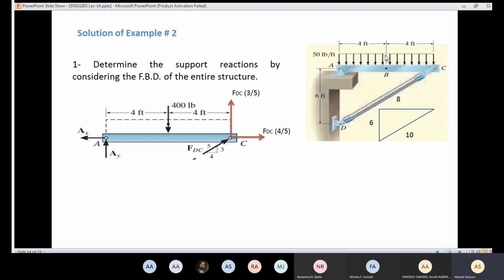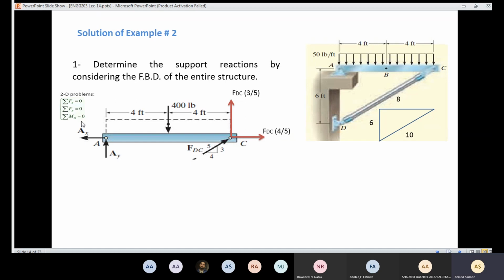We are going to get the area under the diagram here. So the height is 50 and the distance is 8. Then the resultant force is going to be 50 times 8, which is 400 pounds. So we got the equivalent of that rectangular distributed load, which is 400 pounds, and it's going to be in the center like we learned. Now we are in a position to use the equations of equilibrium.